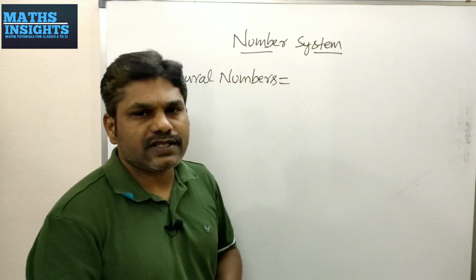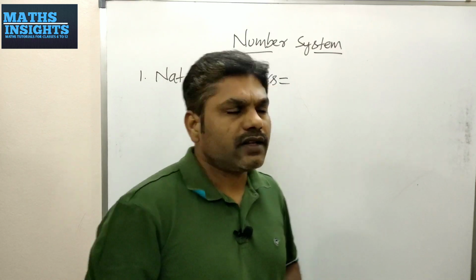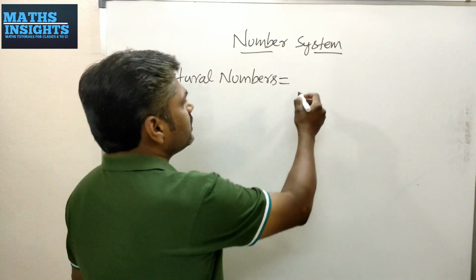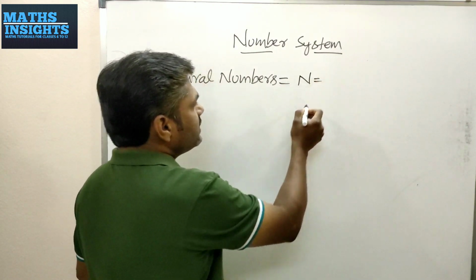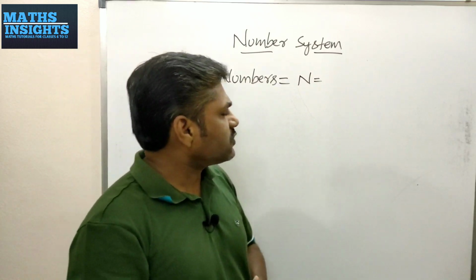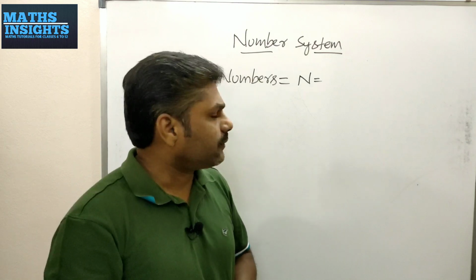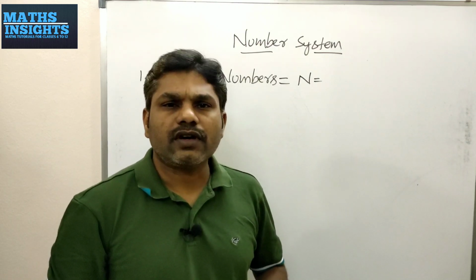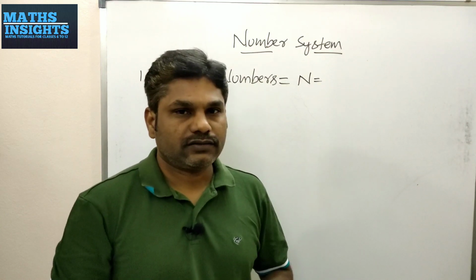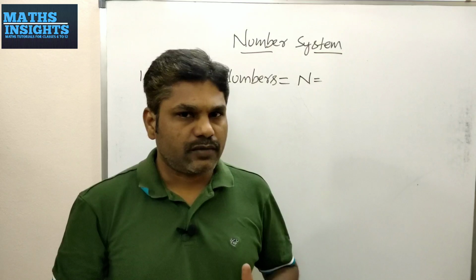Every set is represented by using a capital letter. In the same manner, you will represent the set of natural numbers by using N. Why? Because its name starts with N. Natural numbers are numbers which are used for counting. So counting numbers are said to be natural numbers.